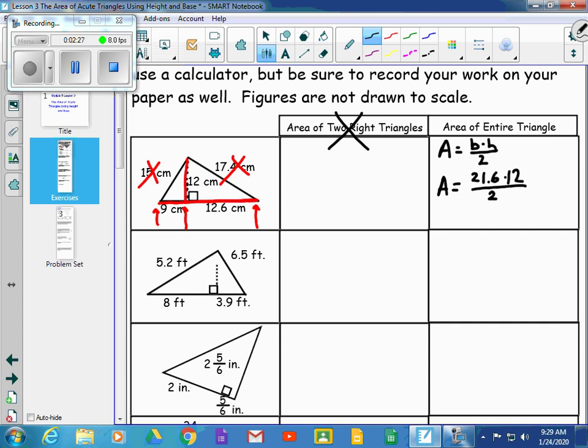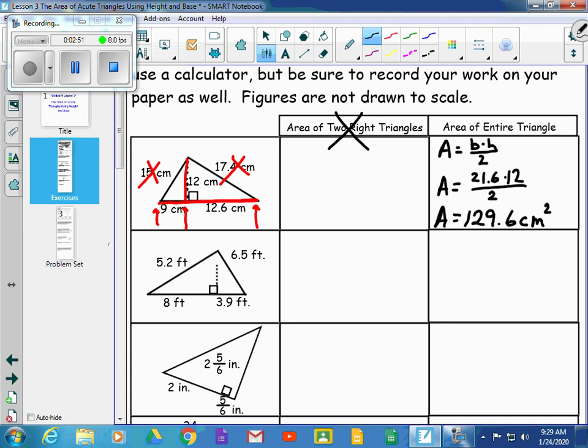And don't forget to divide by 2. That's the number 1 mistake that kids make when they are finding the area of triangles. They forget to divide by 2. And then the third step is to calculate it. You may use a calculator to help you. I get an answer of 129.6, and I must use the correct units of square centimeters.